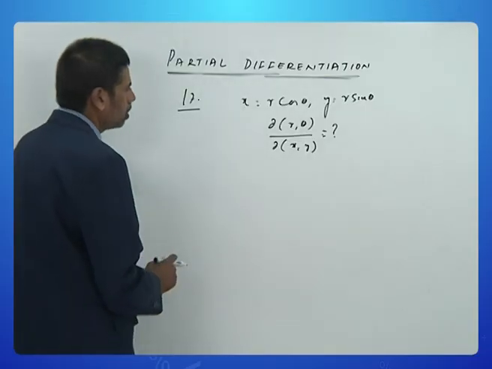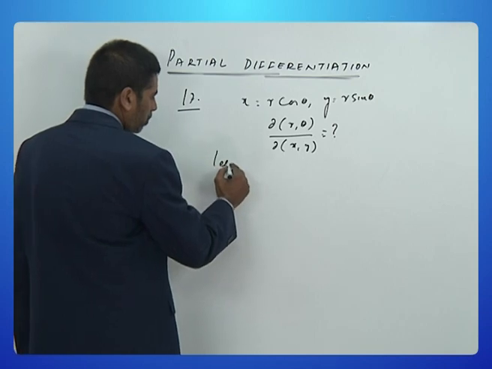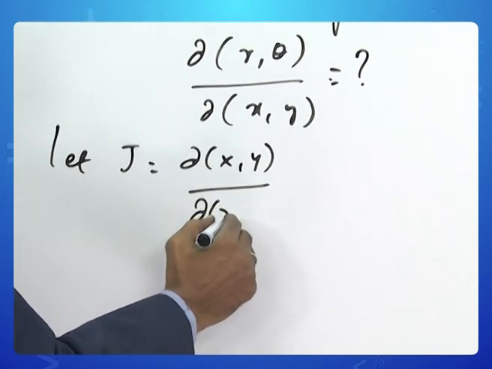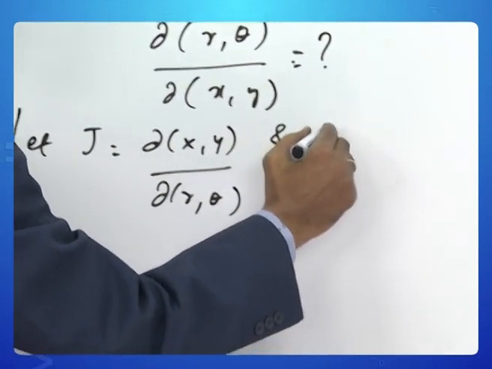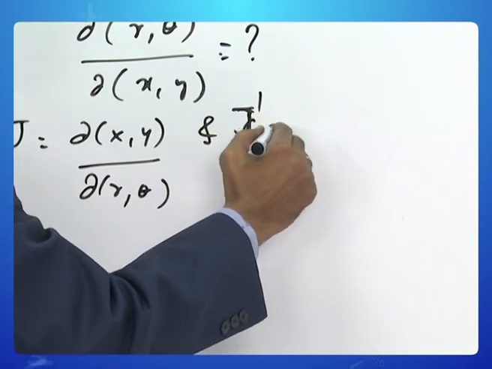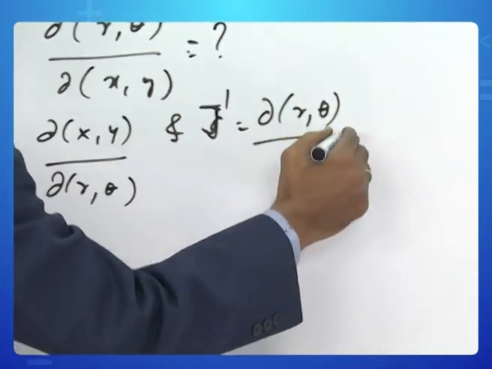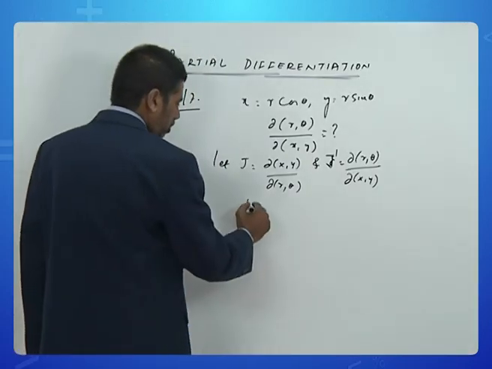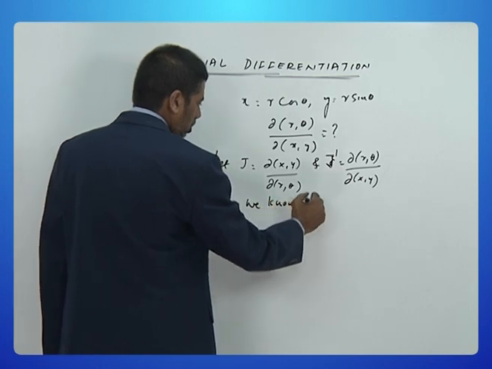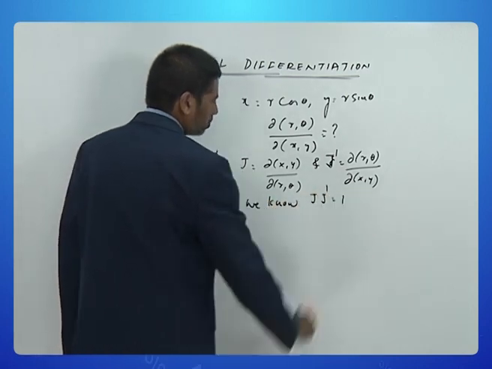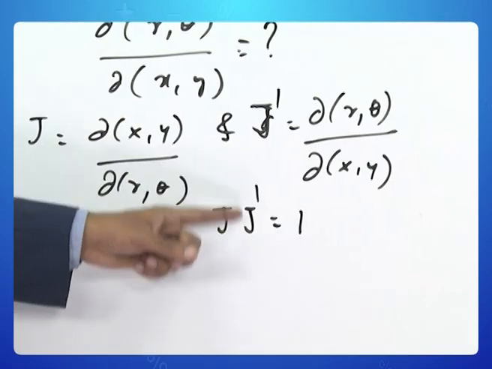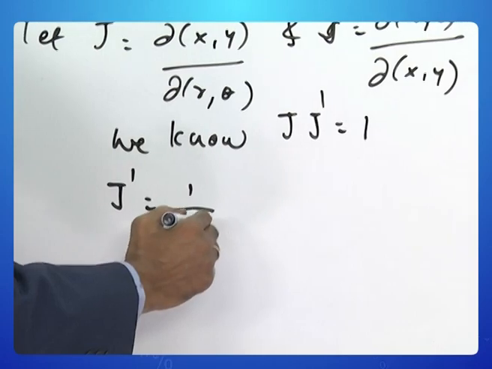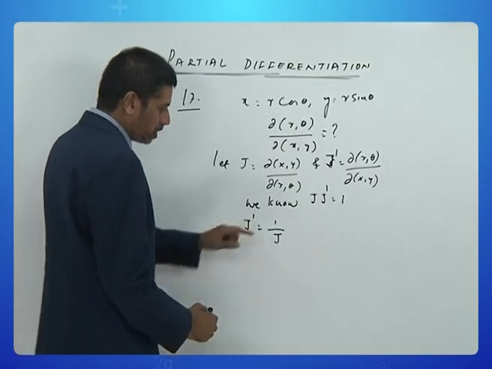Now, if you let J is equal to dou xy by dou r theta and J dash is equal to dou r theta by dou xy, we know J into J dash is equal to 1. So according to this question, we require J dash. So J dash is equal to the reciprocal of J. So let's find out J now.